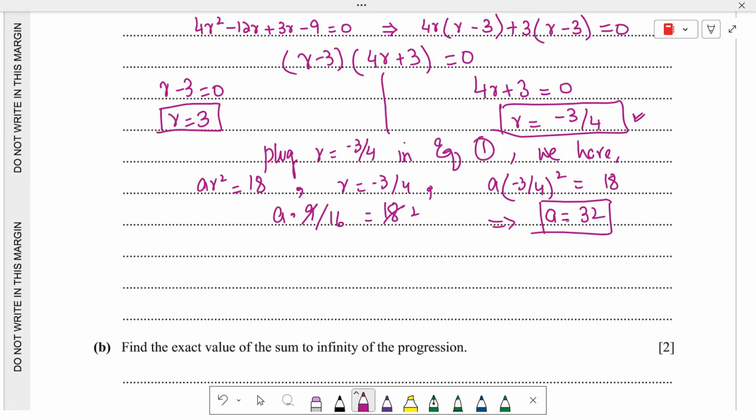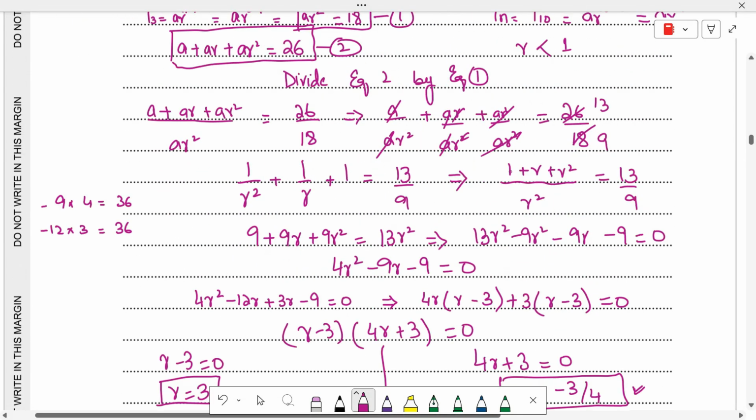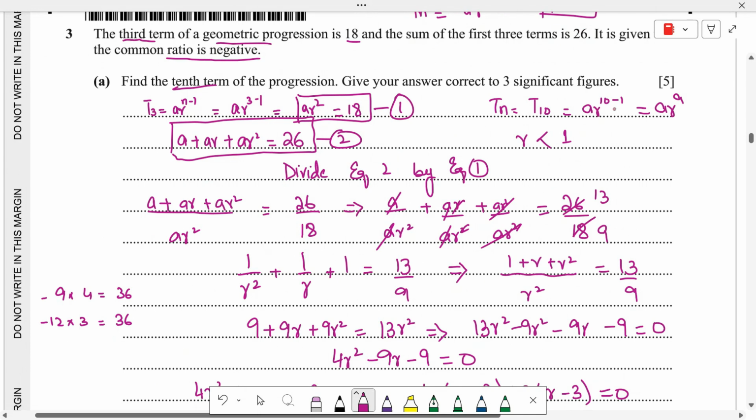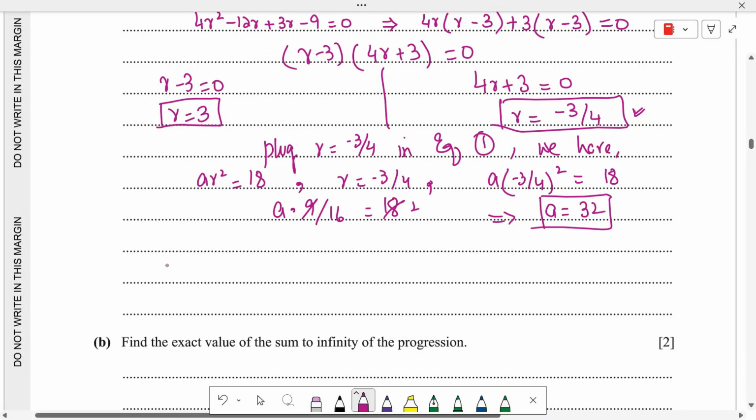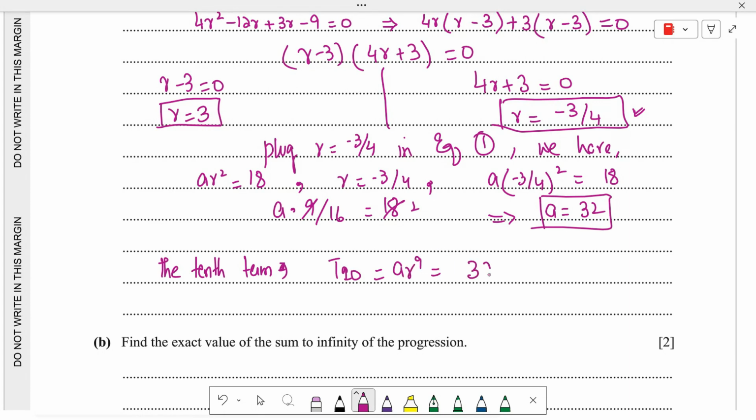So we have calculated the values of a and r, and we need to find the 10th term, which is equal to a r to the power of 9. So T10 is equal to 32 times negative 3 over 4 to the power of 9. By using a calculator, we have negative 2.402. So we can say that the 10th term is negative 2.402.